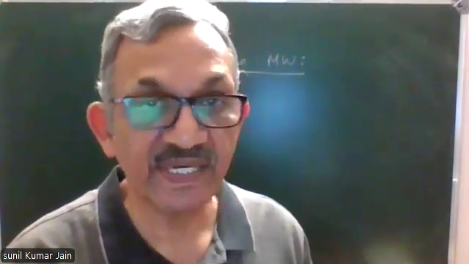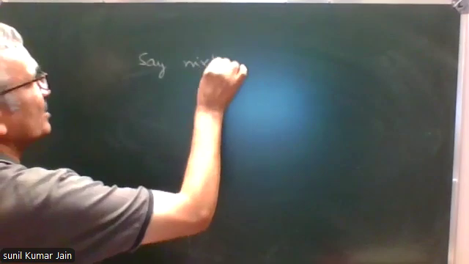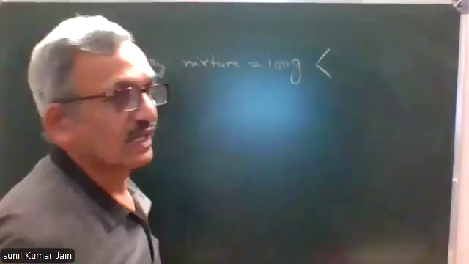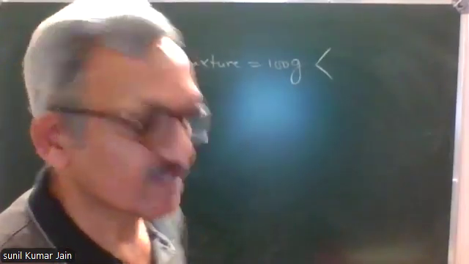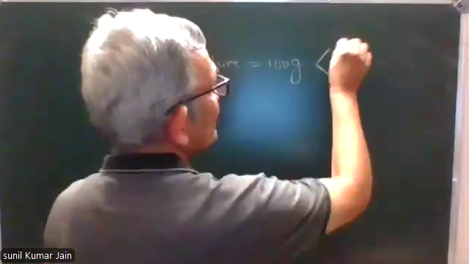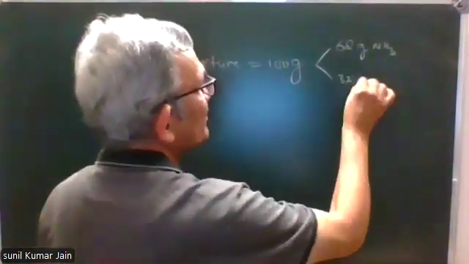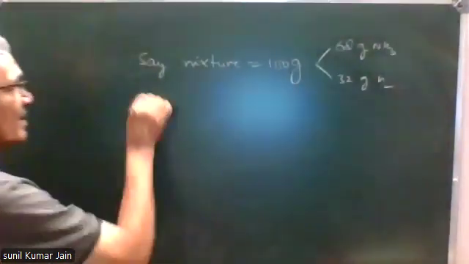The numerical is: a gaseous mixture of hydrogen and ammonia contains 68 mass percent of ammonia. Calculate the average molecular weight of the mixture. Say the mixture is 100 grams. Out of 100, it contains 68%. It means 68 grams ammonia, and the remaining 32 grams is hydrogen.